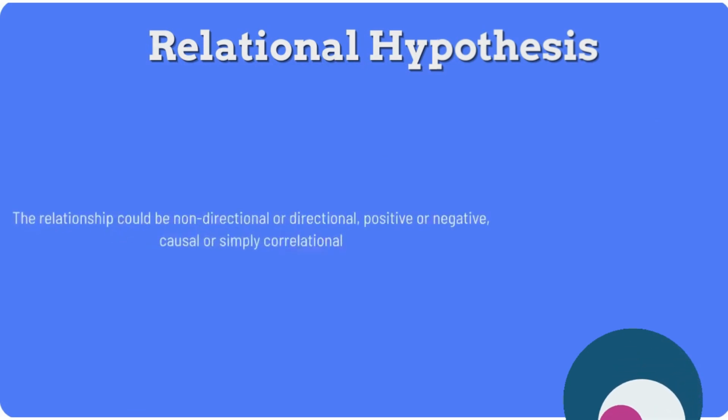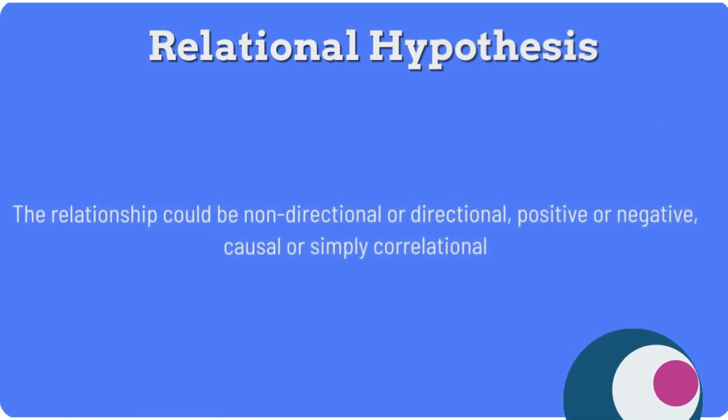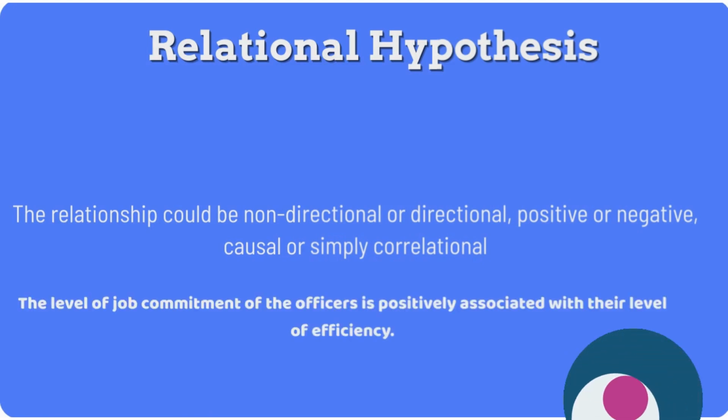These are the propositions that describe the relationship between two variables. The relationship could be non-directional, or directional, positive, or negative, causal, or simply correlational. For example, level of job commitment of the officers is positively associated with their level of efficiency.